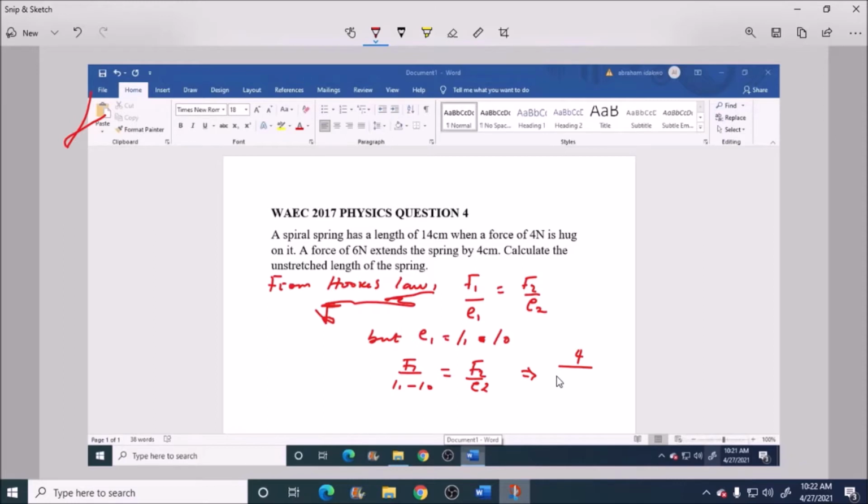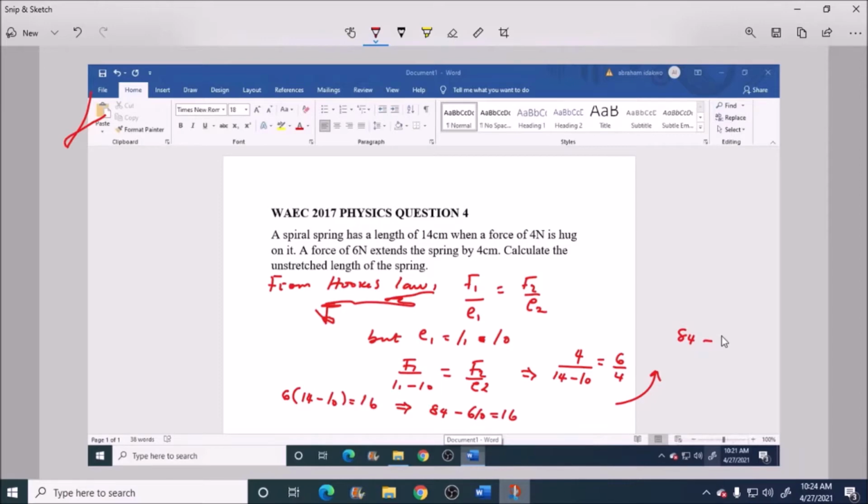So this will result to 16. This will give us 84. If you open the bracket, you have 84 minus 6 L0 equals to 16. And then let's come here. We have 84 minus 16 equal to 6 L0.